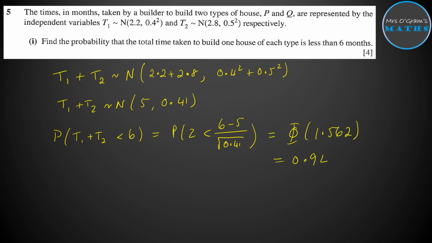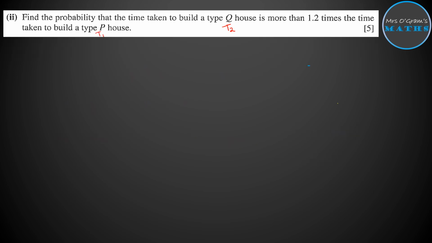Which is 0.9408. Now just a reminder from the previous slide, Q's times were T2 and P's times were T1. Now this one is asking us, what's the probability that the time for a Q house, T2, will be more than 1.2 lots of the time for a P house, which is T1. Now if we rearrange that, we can have it to be 1.2 T1 minus T2 is going to be less than 0. We want to find the probability of that happening.